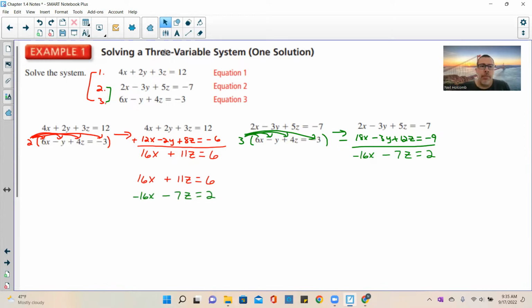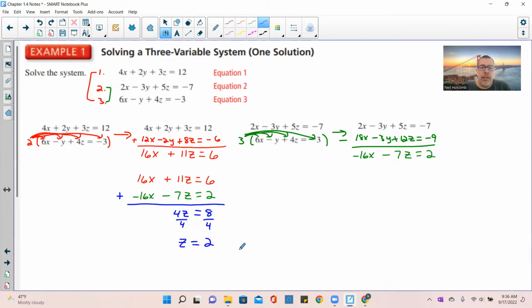So what I'm going to do is combine these. 16, and these are opposites, so all I need to do is add. 16x plus a -16x is 0. 11z plus a -7z is 4z. 6 plus 2 equals 8. Divide both sides by 4. The 4's cancel, and I found z. Z equals 2. So my goal in this is to find what x is, find out what y is, and find out what z is. And I already found z. Z is 2.